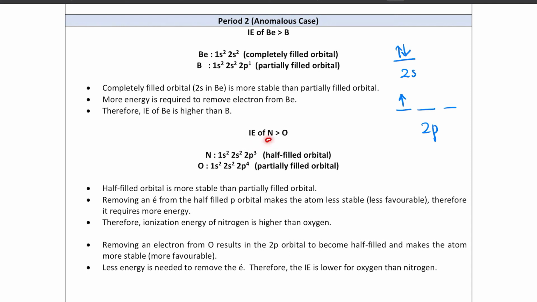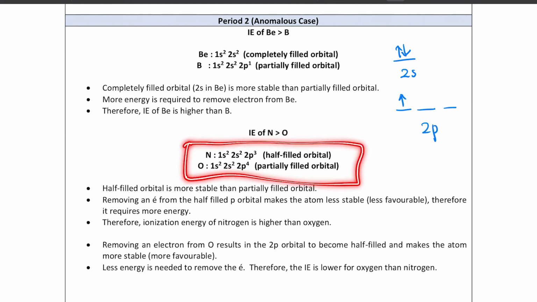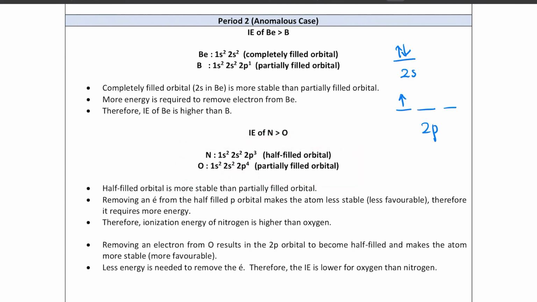Okay, so nitrogen punya ionization energy is higher than oxygen. So kita boleh deduce the reason from the electronic configuration sahaja. So let us look at nitrogen 1s2 2s2 2p3, oxygen 1s2 2s2 2p4. So 2p3 is half fill. Okay, so kenapa half fill?